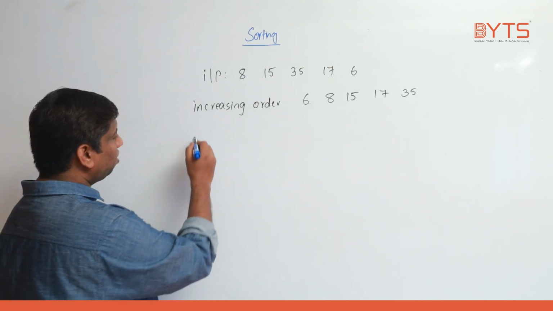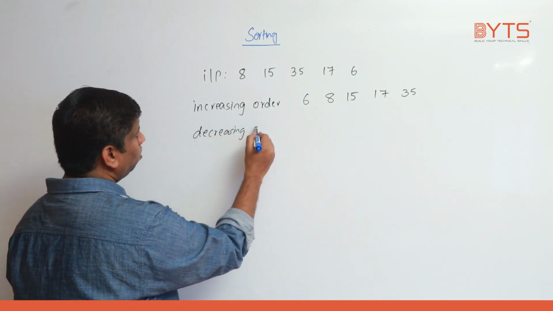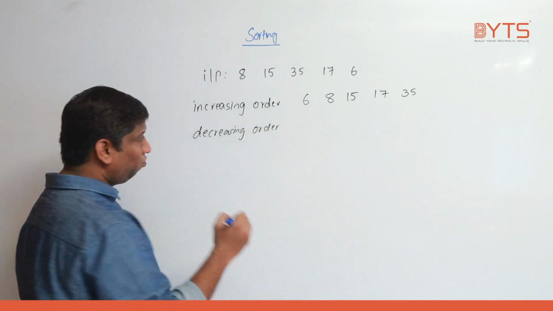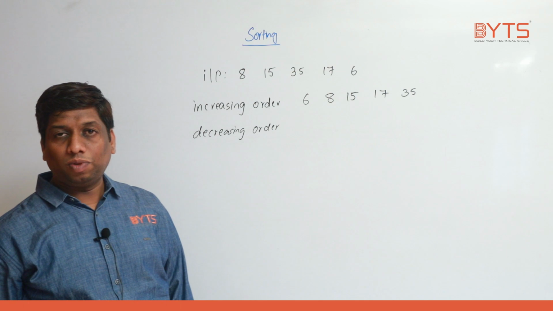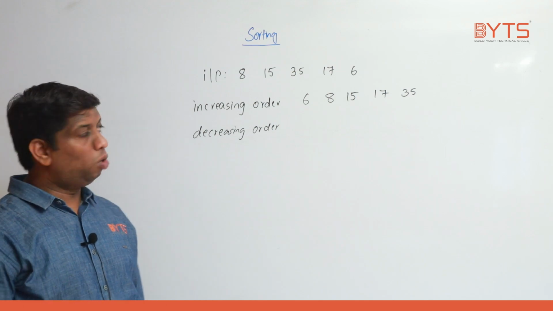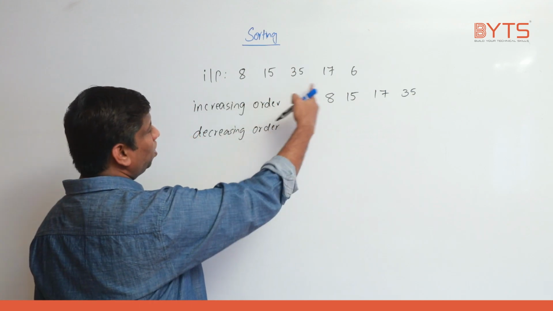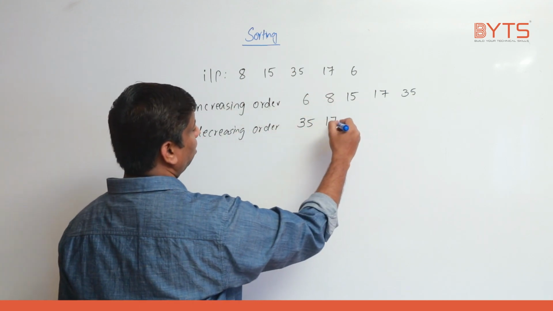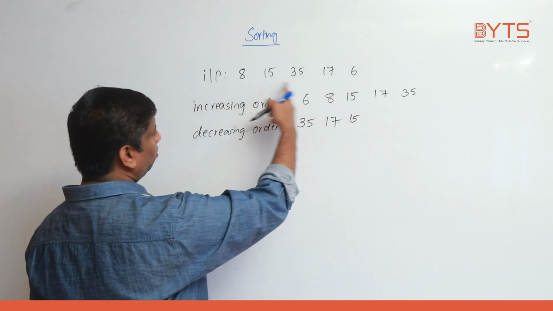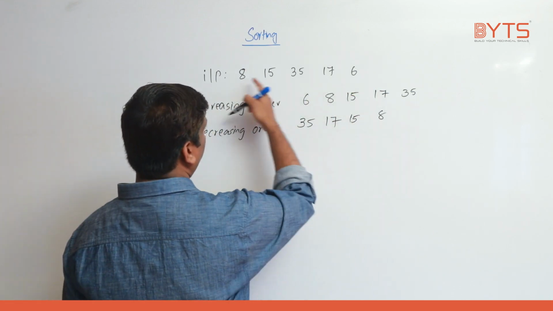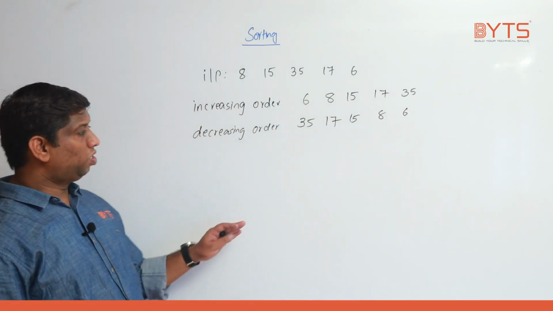Next, let us take decreasing order. So what is the meaning of decreasing order? We need to start from the biggest number and move to the lowest number. What is the biggest number here? 35. What is the next biggest number? 17. Next? 15. Next? 8. Next? 6. Fine. I hope this is very clear.